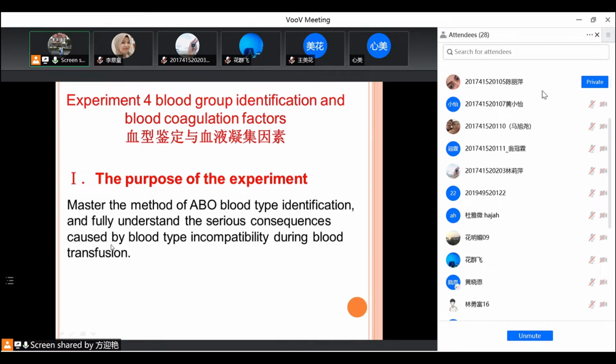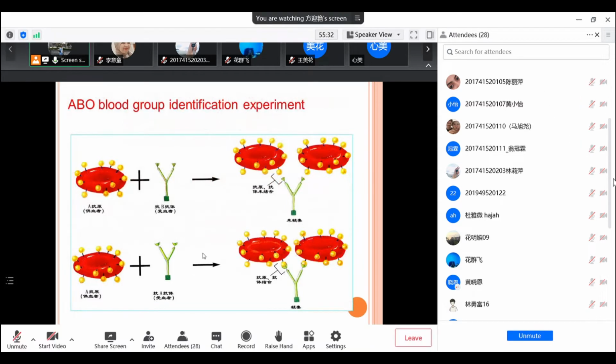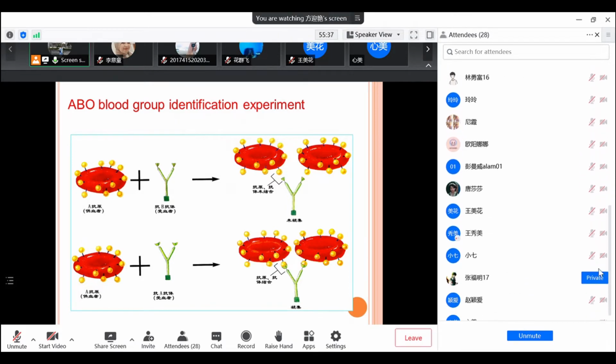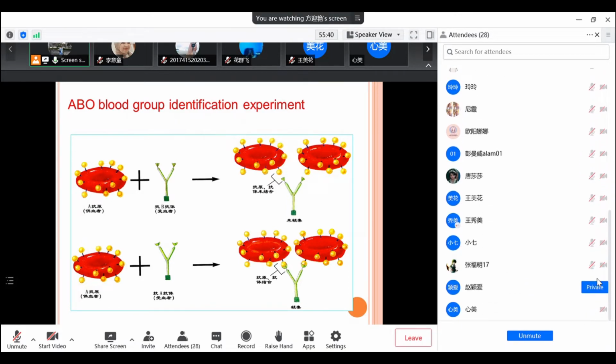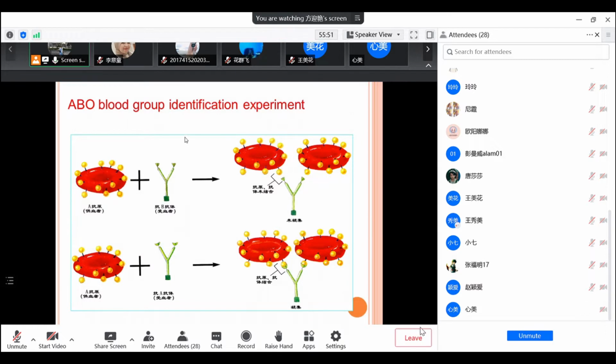We have studied chapter 3, the blood, and we know that blood transfusion should keep blood group compatibility. First, we review the knowledge of the blood group. Nowadays there are many kinds of blood groups, and we mainly study the ABO blood group and the RH blood group. Normally we use the ABO blood group.